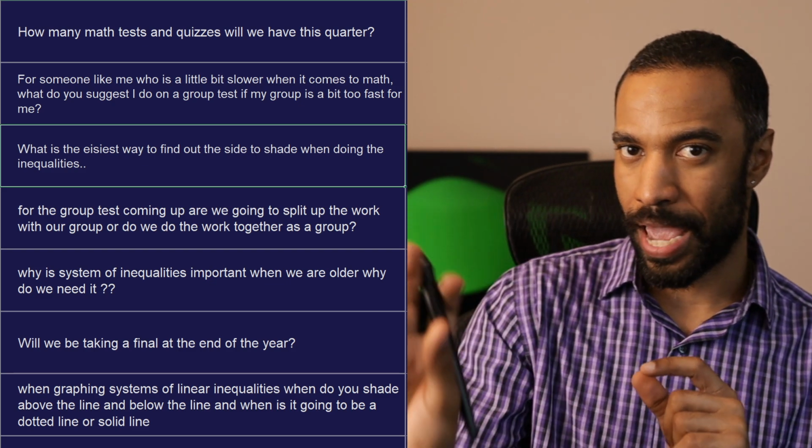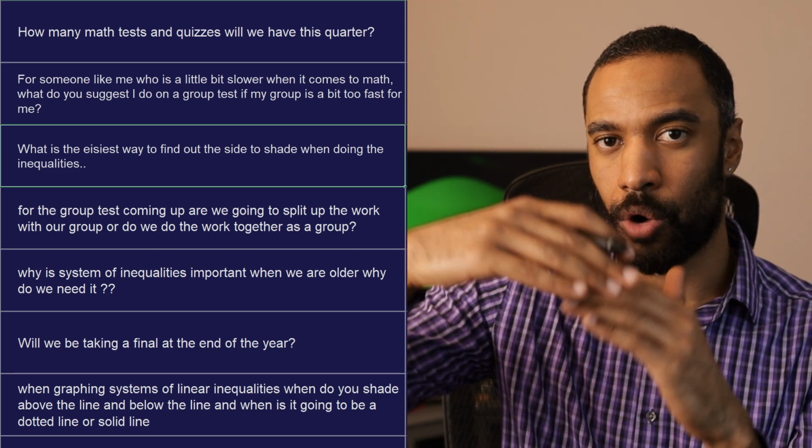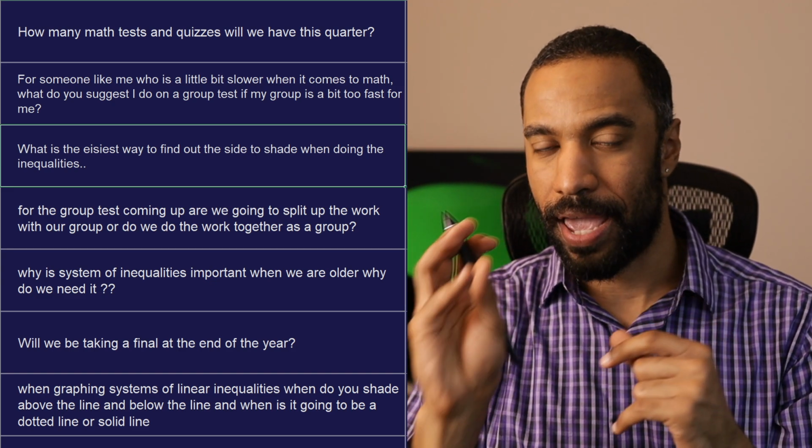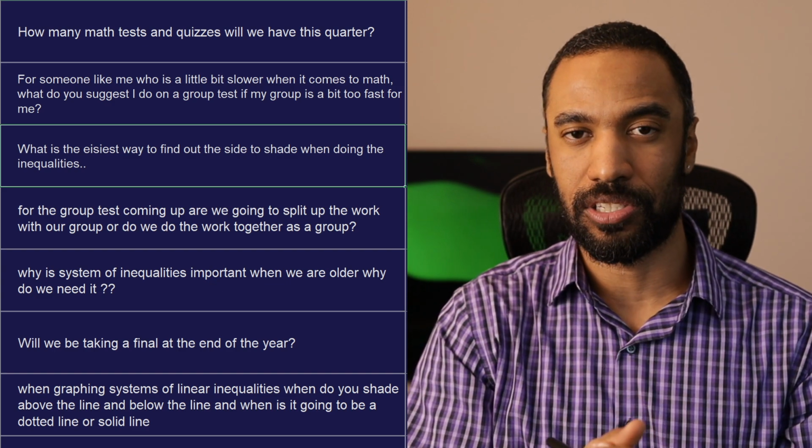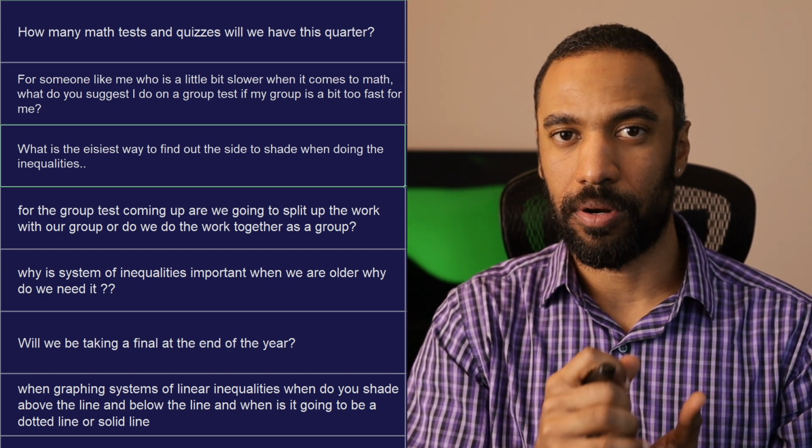You compare y. Is y greater than it? Is y less than it? Are we above or below? So when y is greater than, we get to shade above. When y is less than, we get to shade below. I believe that's the easiest way. Get it in slope-intercept form.